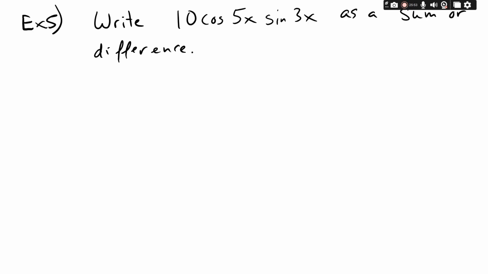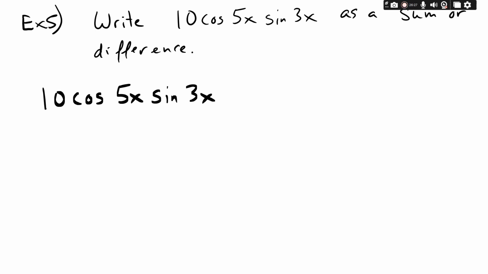How about this one? So I have a product. It's 10 cosine of 5x times sine of 3x. Can we write that as a sum or difference? All right, let's go with it here. So if I'm going to rewrite this here, it's going to be 10 cosine of 5x, sine of 3x. We just need to figure out which formula we're going to use. So cosine here in front, sine in the back.